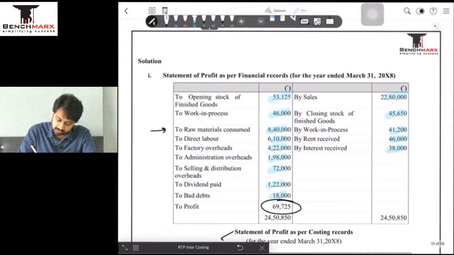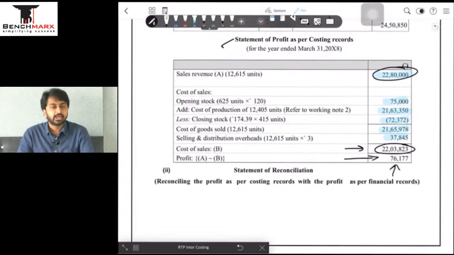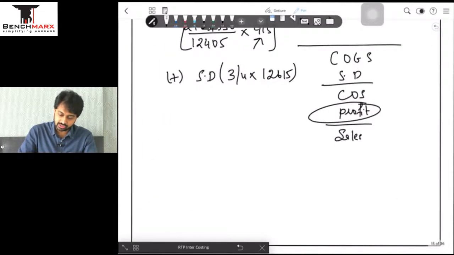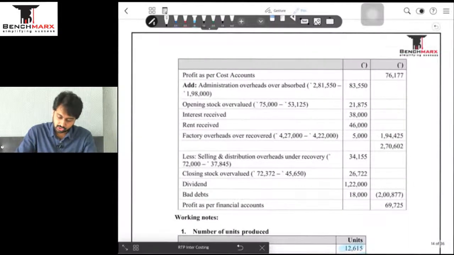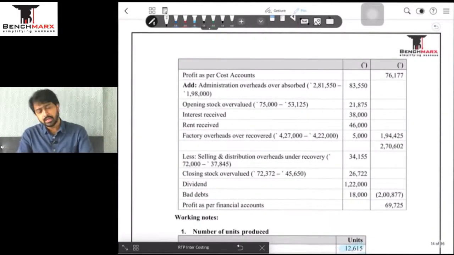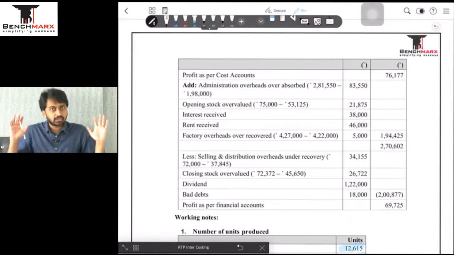So we have found the profits as per financial records, which is this, 69,725. We have found the profits as per costing, which is 76,177. We are going to start from the costing records and do reconciliation for the financial records. So this is my reconciliation statement. Depending on whether to add or less, we'll keep on adding or subtracting depending on what has to be done. Let us start the reconciliation.